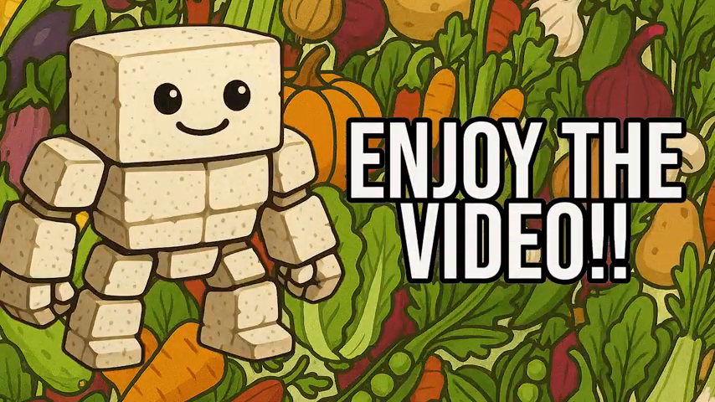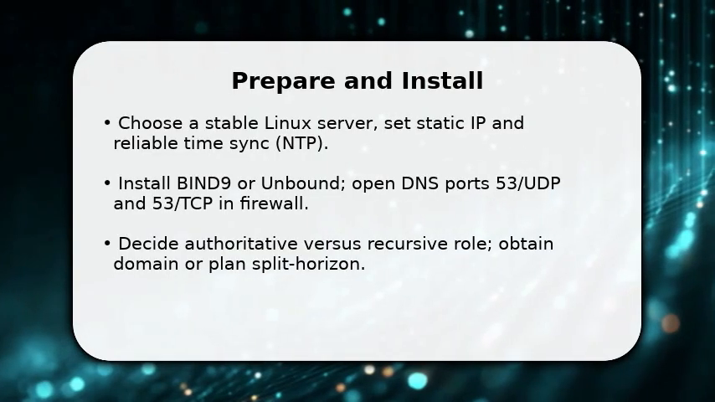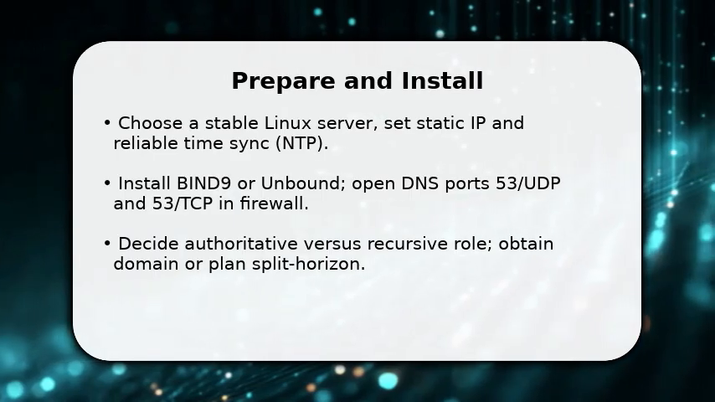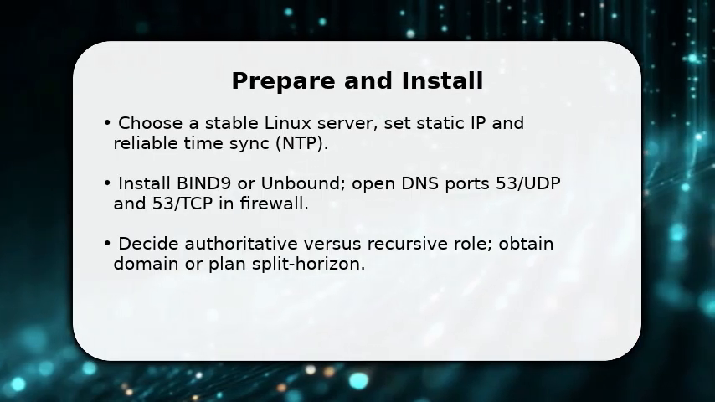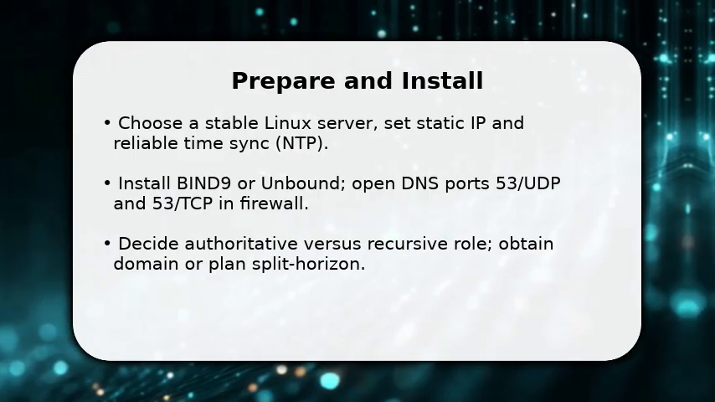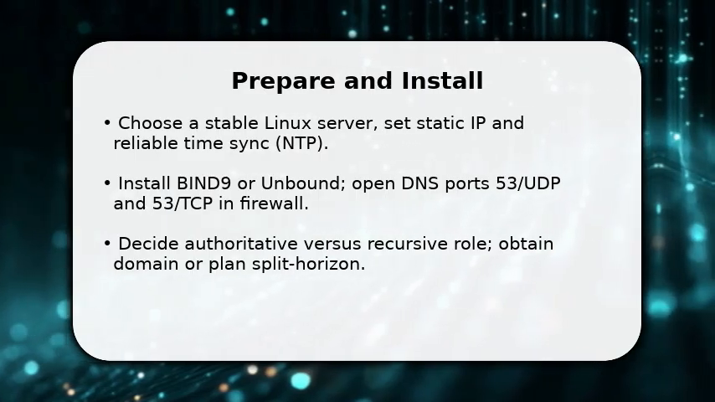Please enjoy the video. You start by locking down the host, assign a static IP, enable NTP, and create an admin user. Next, install BIND 9 or Unbound and enable the service.